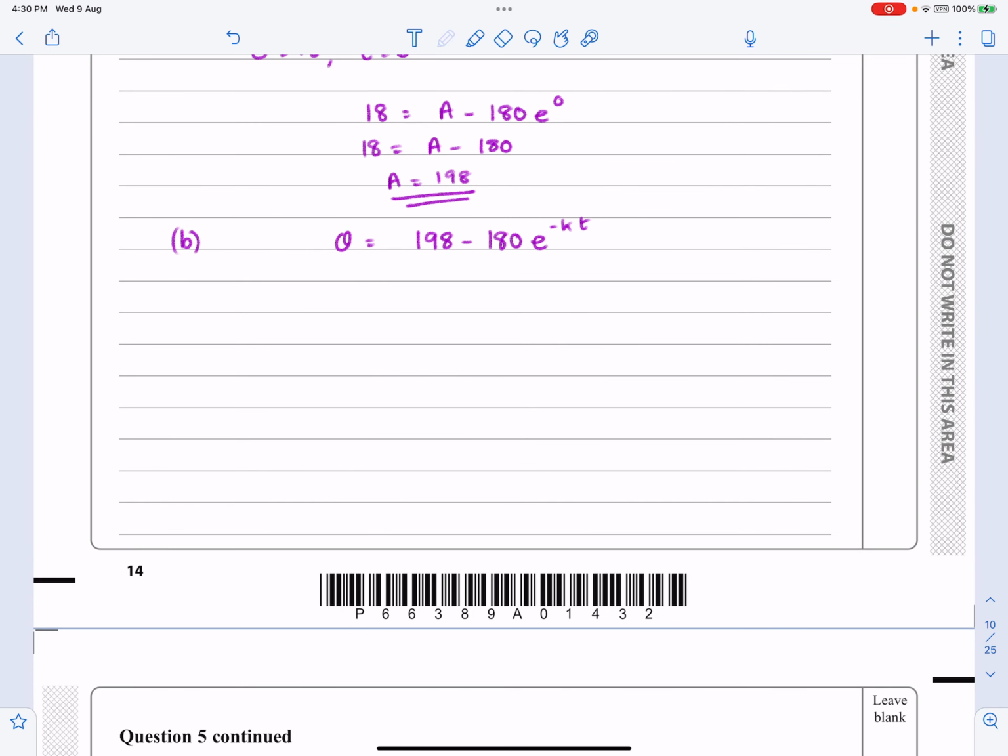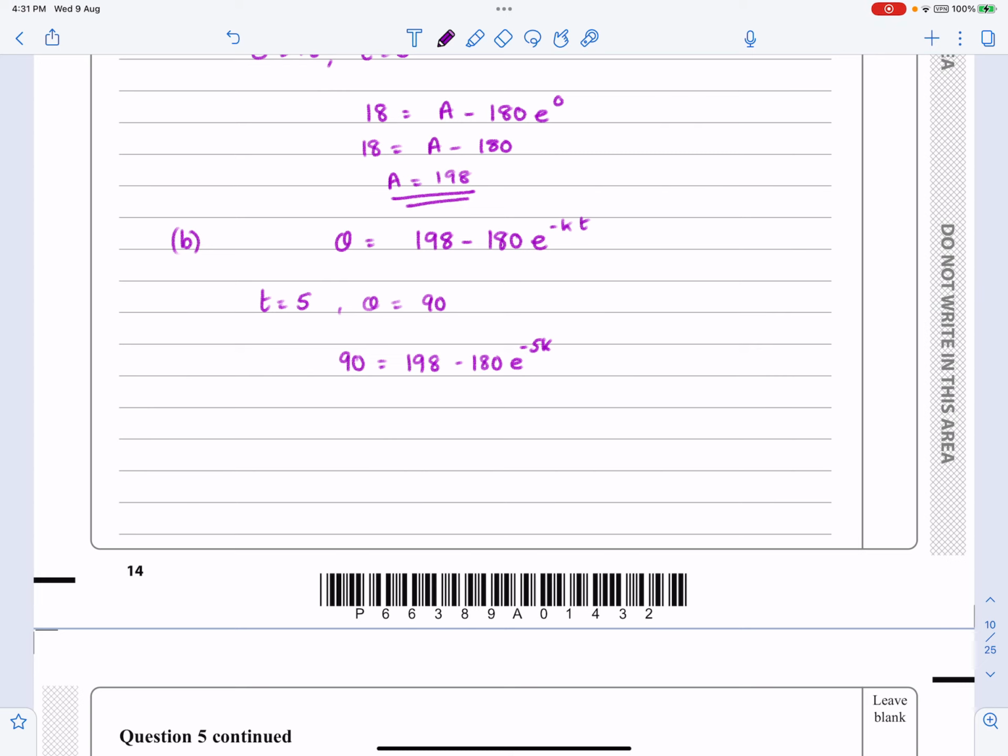So I've got t is equal to 5 when theta is equal to 90. So put that in. 90 is equal to 198 minus 180 e to the minus 5k. And now I need to rearrange and make k the subject of that. Do not try and log too early, we're going to log both sides at some stage. Don't try and do that too early. Let's do all the easy IGCSE bits.